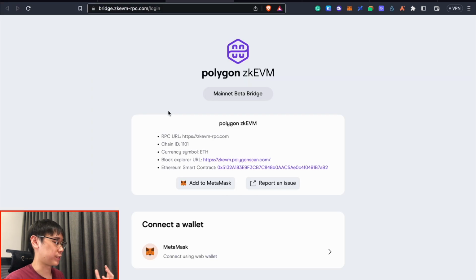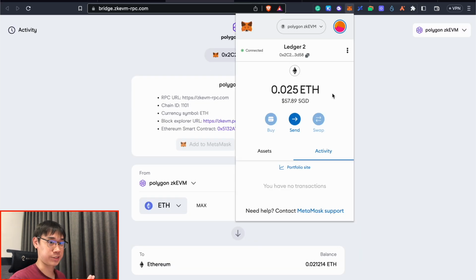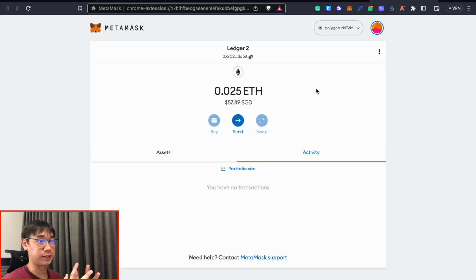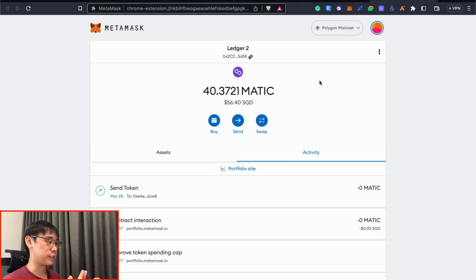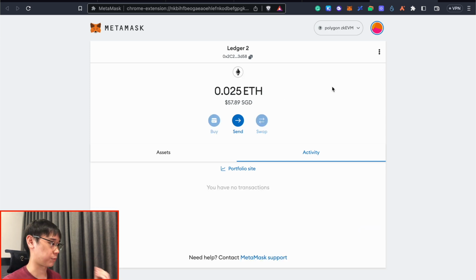The fastest way of doing this is by going to this bridge, and you can click on this prompt to immediately add the network to your MetaMask wallet. The bridging transaction is successful, and now I have 0.025 Ethereum on the Polygon zkEVM. One thing that you may want to take note of is that the native token on the Polygon zkEVM is ETH and not Matic. If you're familiar with the Polygon mainnet, you pay your gas fees in the form of the Matic tokens. In the case of the Polygon zkEVM, Ethereum is the native token, so you'll be using ETH to pay for any of your gas fees.